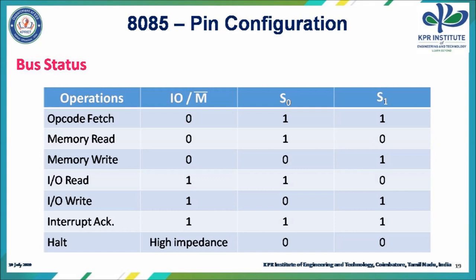So IO/M bar equal to 1 with S0, S1 equal to 1, 0 indicates that the processor is reading data from the IO device. If IO/M bar is equal to 1 and S0, S1 is equal to 0, 1, it means the processor is performing a write operation with the IO device. If all are 1, then the processor is performing interrupt acknowledge. And if S0, S1 is equal to 0, 0, and IO/M bar goes to high impedance state, then the processor is not doing any operation and it is in halt state.